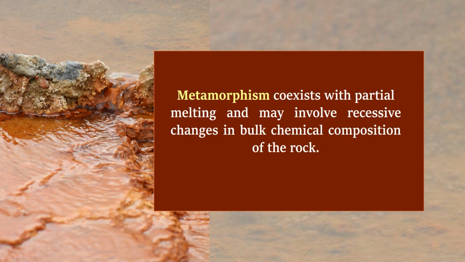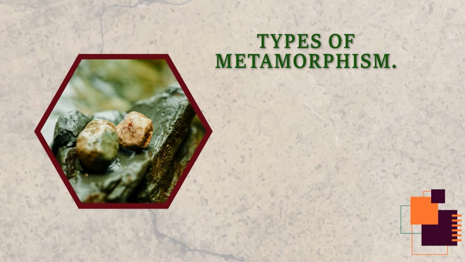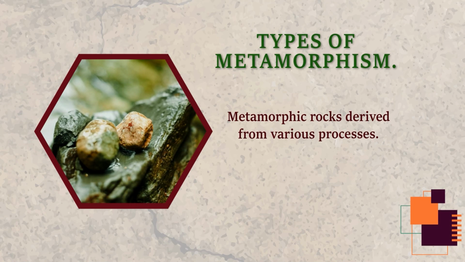Metamorphism coexists with partial melting and may involve recessive changes in bulk chemical composition of the rock. The term metasomatism is applied if change in bulk composition is the dominant metamorphic process. Here, there are types of metamorphism. Rocks derived from various processes are called metamorphic rocks, but there are different types of metamorphism.